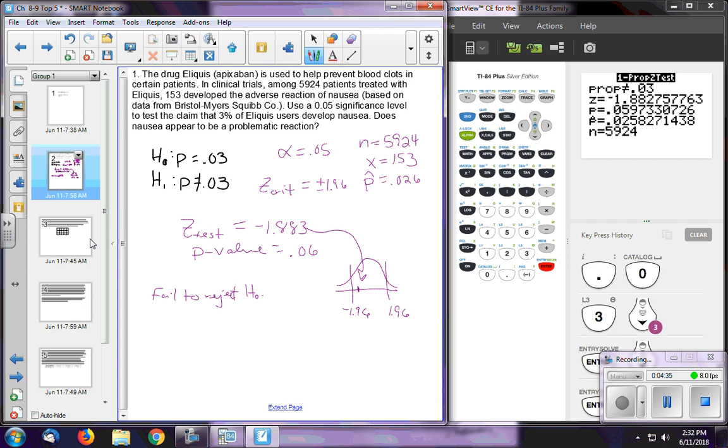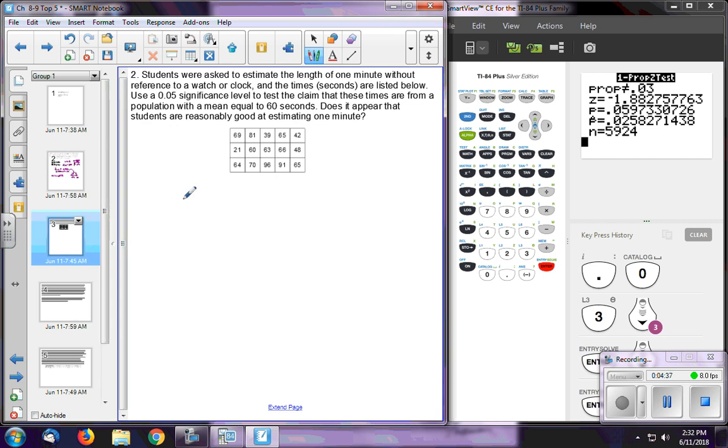Let's look at another example. Students were asked to estimate the length of 1 minute without reference to a watch or a clock, and the time in seconds are listed below. Use a 5% significance level to test the claim that these times are different from the mean, which is expected to be 60 seconds. Does it appear that students are reasonably good at estimating 1 minute?